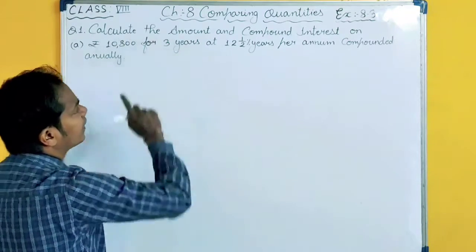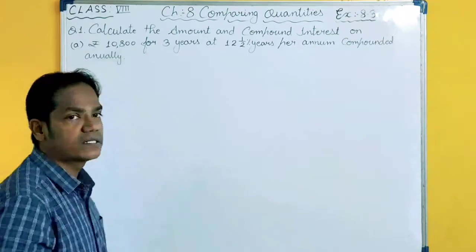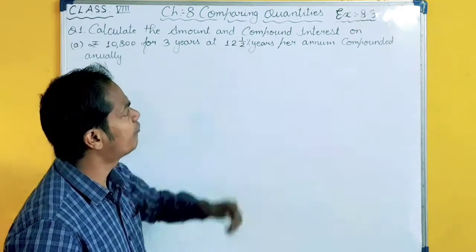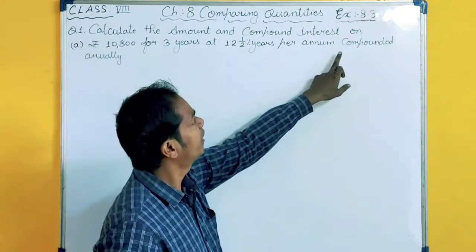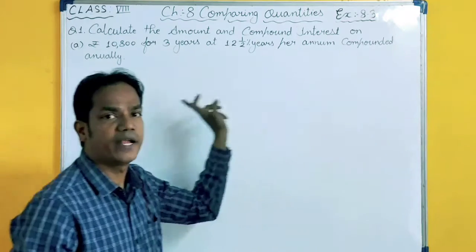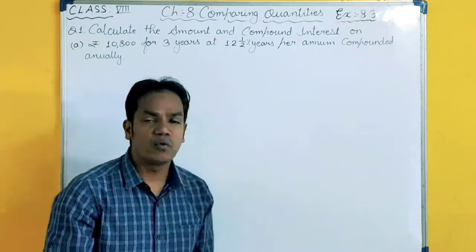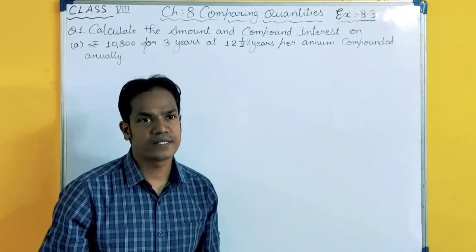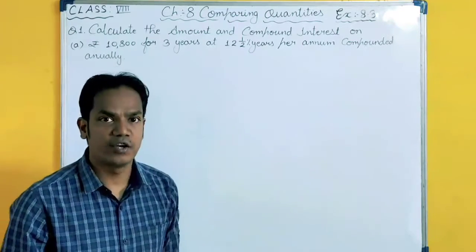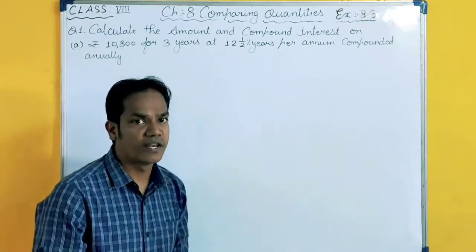Your question is: calculate the amount and compound interest on rupees 10,800 for 3 years at 12.5% per year, per annum, compounded annually. That means we have to calculate the compound interest and amount annually. Sometimes you can get questions based on half yearly also. Just now we are doing compounded annually, which means for 1 year.